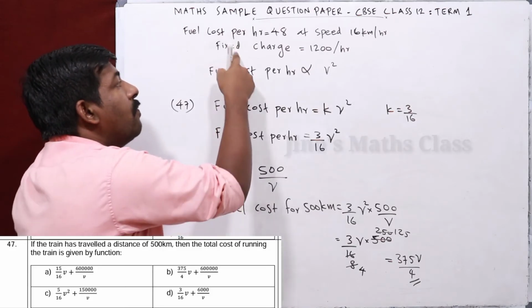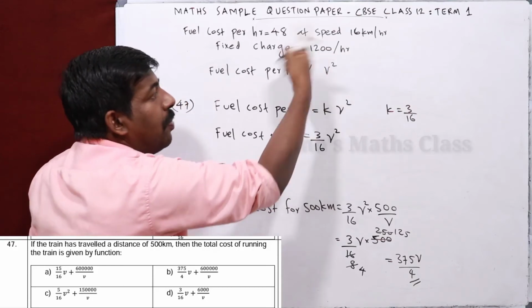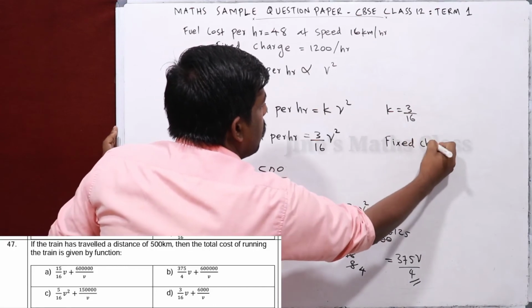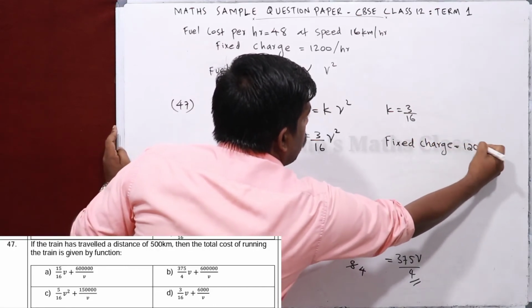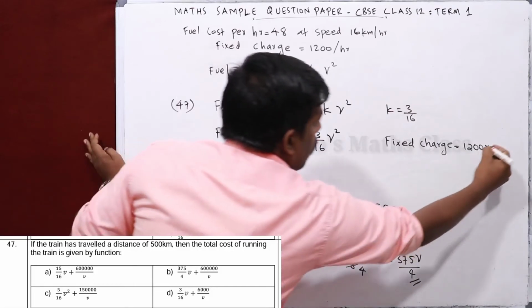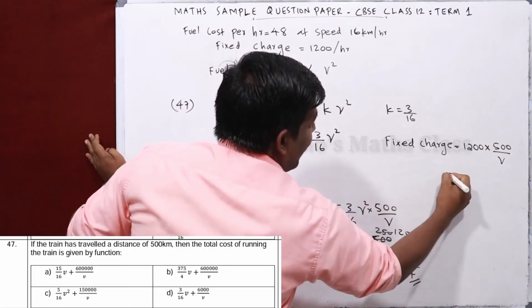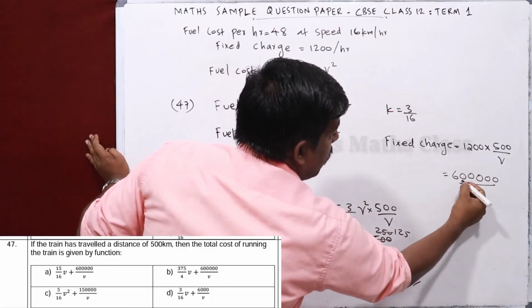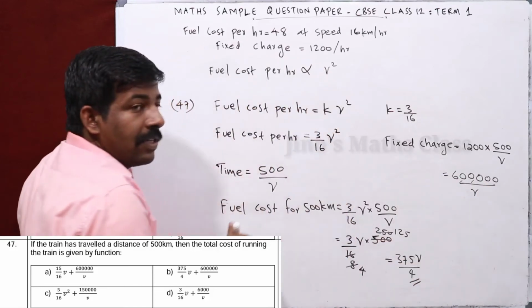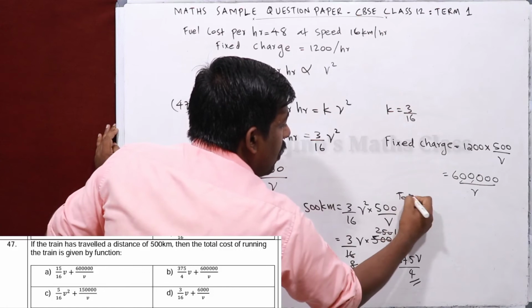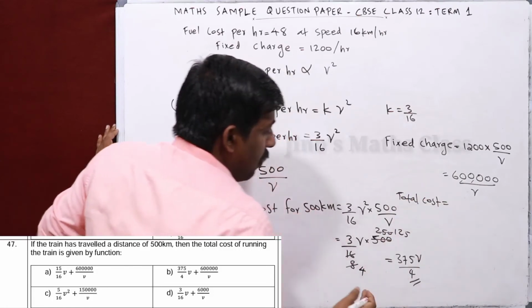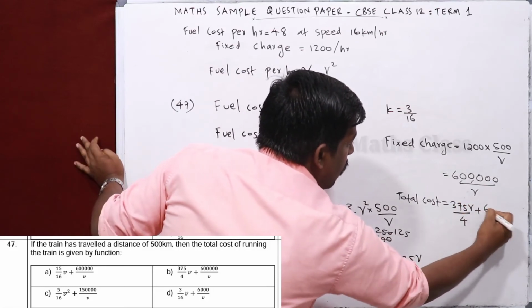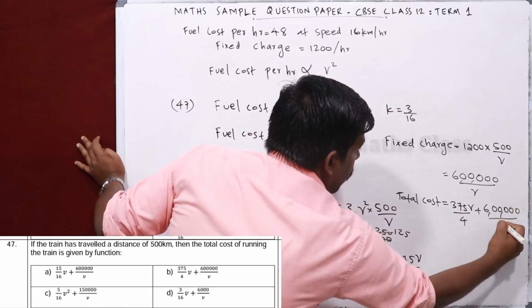And we have to find the fixed charge also. There also it is given per hour only. So we have to multiply with the time, right? So the fixed charge is equal to 1200 into time, that is 500 by v, which is equal to 60 with 4 zeros by v, that means we are getting 6 lakh by v. That's the fixed charge, right? Now we can find the total cost, that is equal to the sum of these two, that means it is 375 v by 4 plus 6 lakh divided by v.